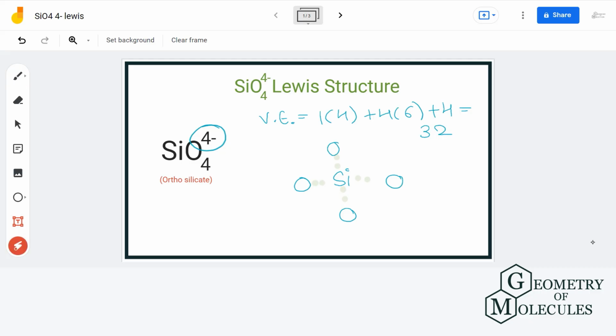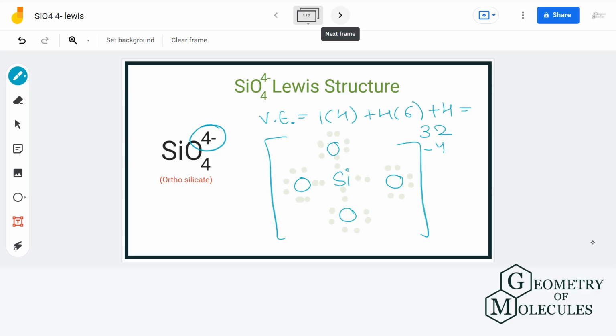Now as you can see, each oxygen atom needs 6 electrons more for completion of octet, so we will assign 6 electrons to each oxygen atom. Also, SiO₄ is an ion, so we will enclose it within a bracket. This way we have used all our valence electrons and every atom has a complete outer shell.